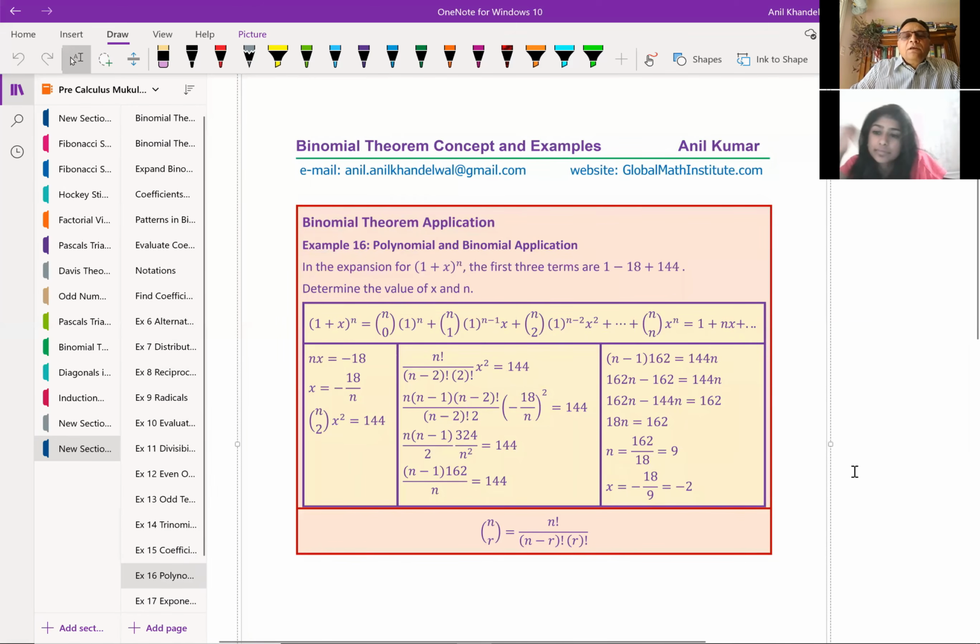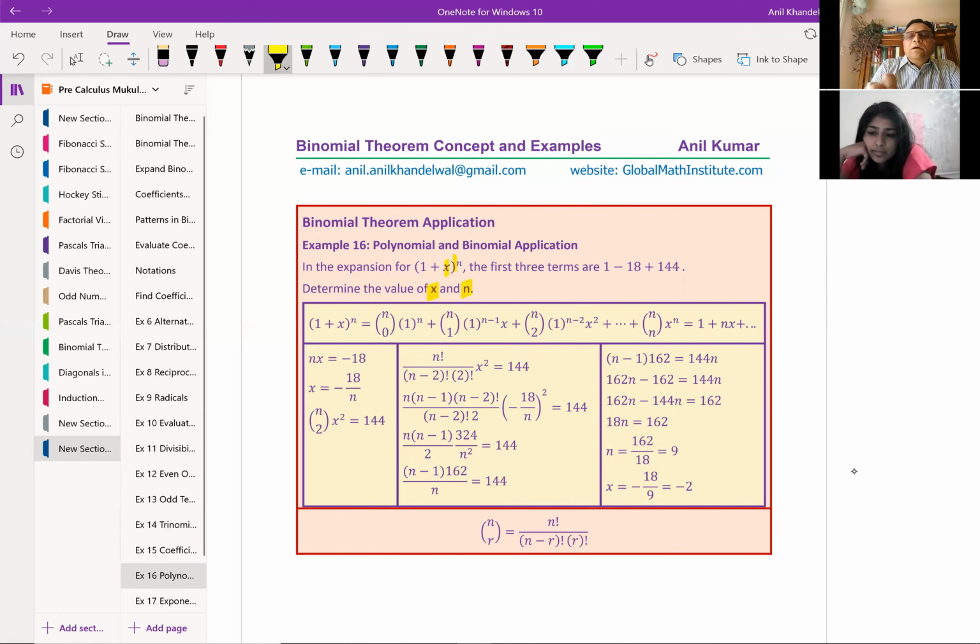So next is a different type of question which you can see in examination. Example 16. Polynomial and binomial applications. In the expansion of (1 plus x) to the power of n, the first three terms are 1 minus 18x plus 144x squared. Determine the value of x and n. That's the question for you, right? So let us see how to do such a question. We need to find both x and n, but we are given the first three terms this time.